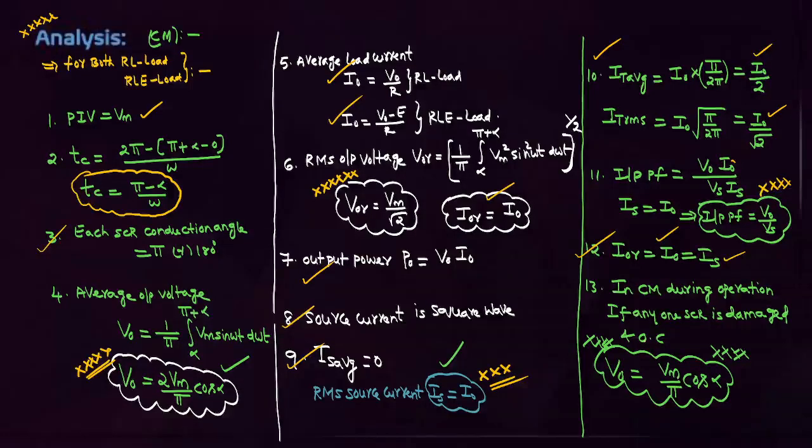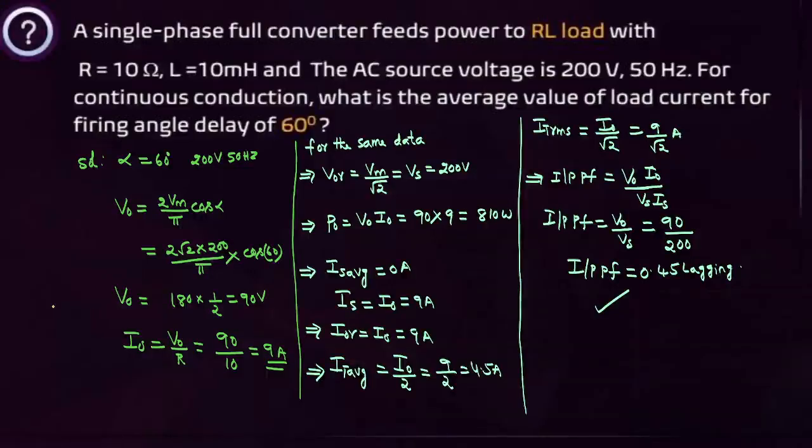In continuous mode, during operation, if any one SCR is damaged and open circuited, what is the average output voltage? Vm by pi into cos alpha. During operation, if any one SCR is damaged and open circuited, the average output voltage is equal to Vm by pi into cos alpha. These are the observations with respect to the single phase full wave or fully controlled bridge rectifier using RL load and RLE load.